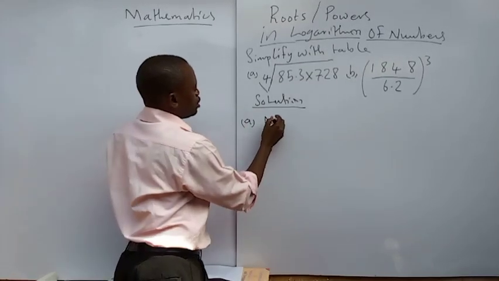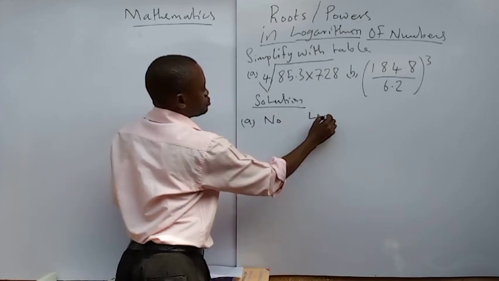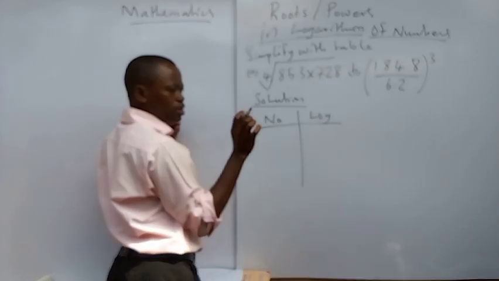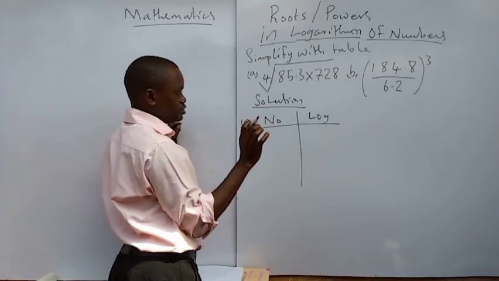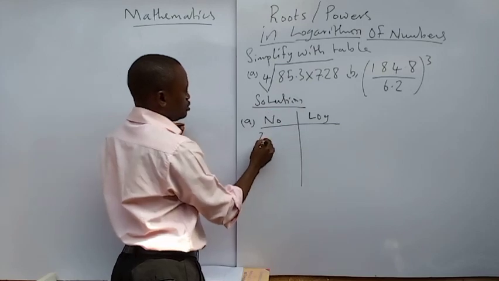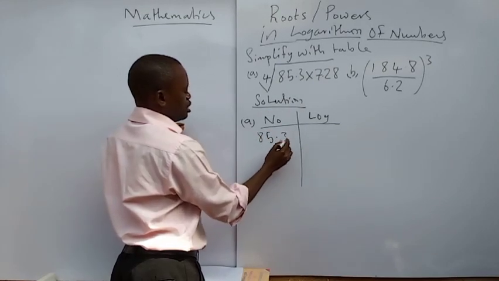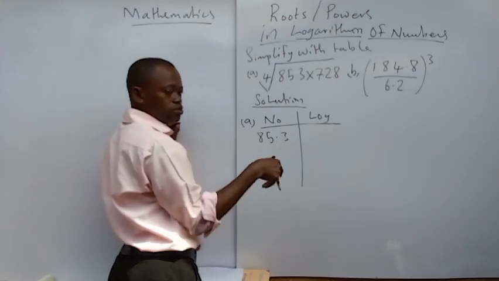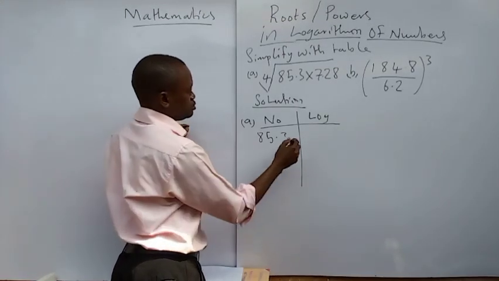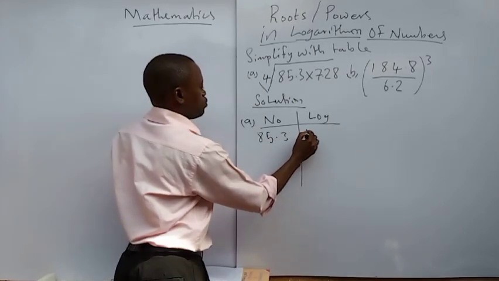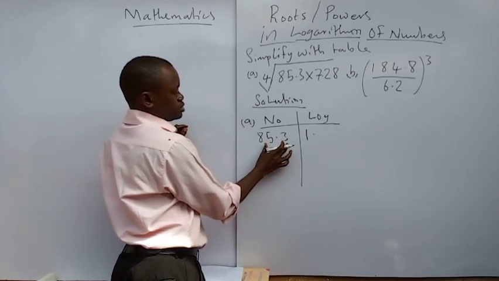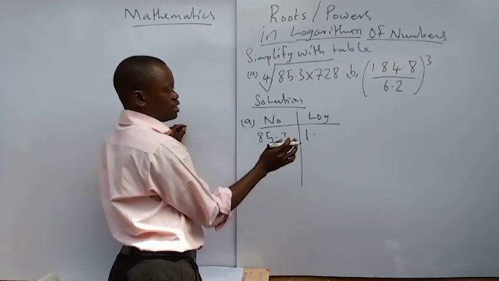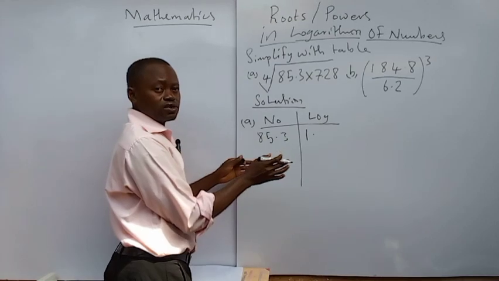So I will write number, then log. There are minor issues we have handled already. If I have 85.3, how can I find the logarithm? We have the characteristics part and the mantissa part. It's explained in the previous classes. Please check that out. The characteristics of this is 1, and the mantissa part will be 85 under 3. In the last class, I explained to you how to find it in the logarithm table.